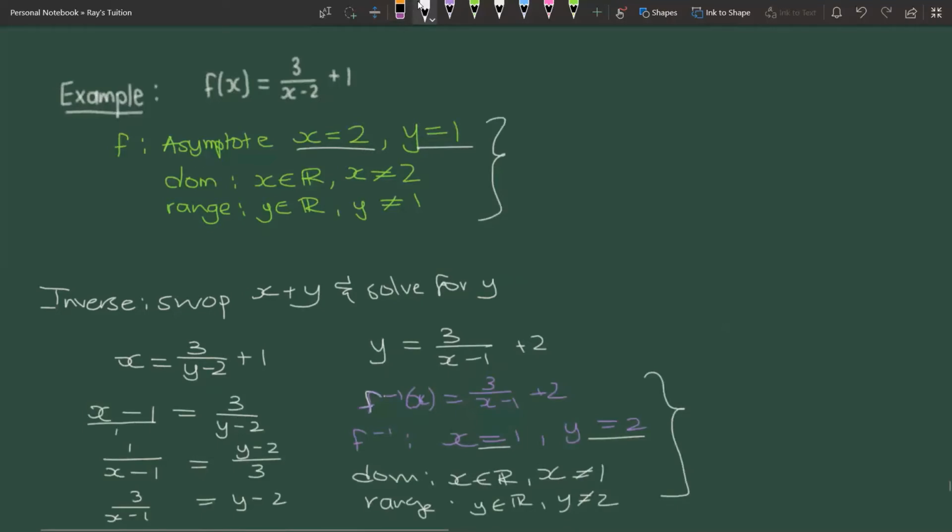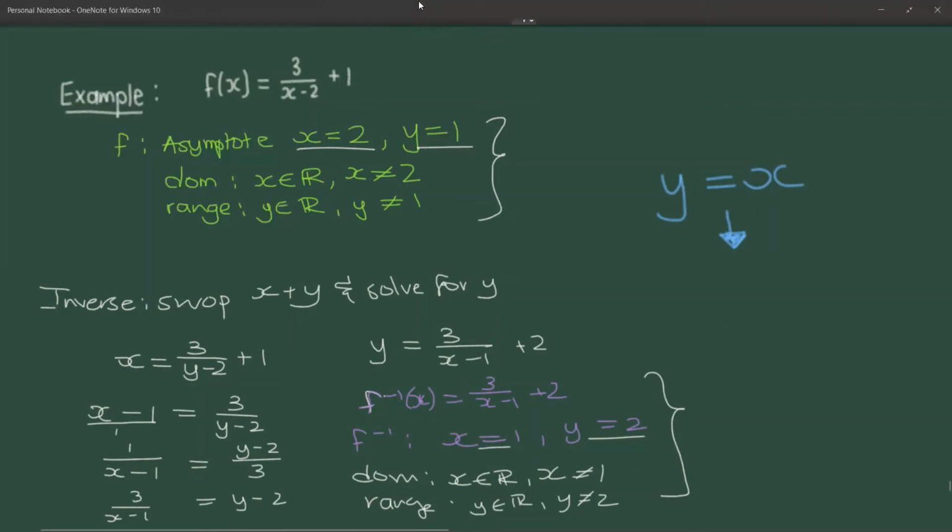So the domain of the original is like the range of the inverse, the range of the original is like the domain of the inverse, the x-intercepts become the y-intercepts for the inverse, and the y-intercepts become the x-intercepts for the inverse, all because we're reflecting. An inverse is a reflection about the line y = x. So whatever used to belong to x will now belong to y, and whatever used to belong to y will now belong to x in the inverse.